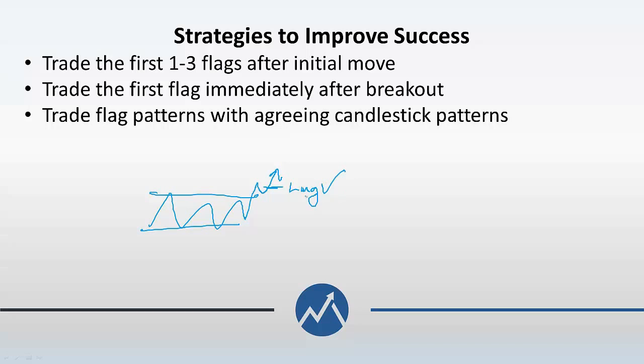You can also trade flag patterns with green candlestick patterns. So let's say we have a bull flag, we go up, we pull back, and then we have a hammer, and then we trigger. That's an even better setup because now we have the hammer in agreement of that setup, and we have a candlestick pattern saying, hey, it should also go up from there.